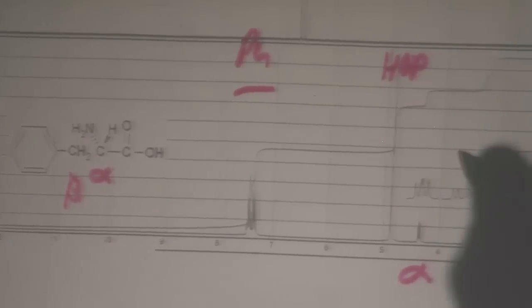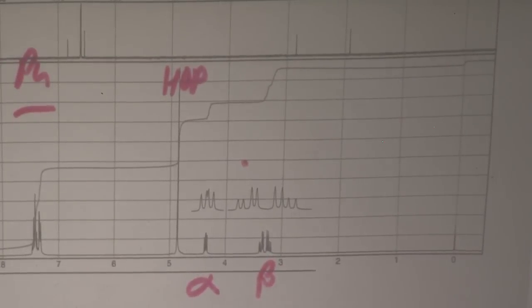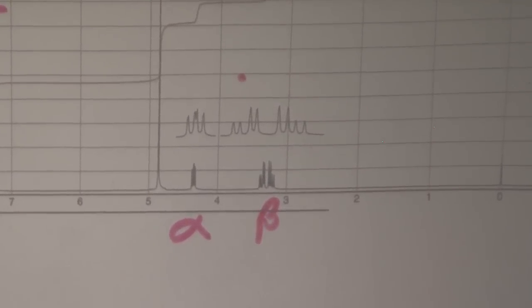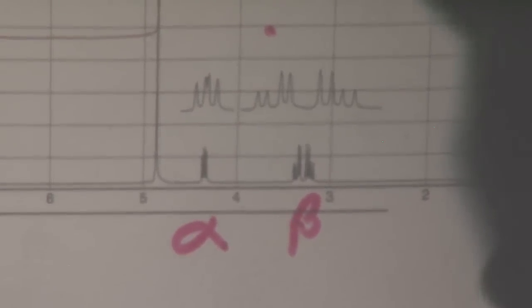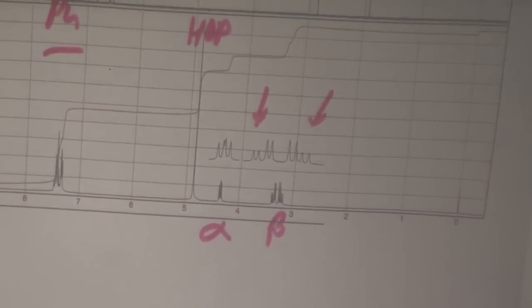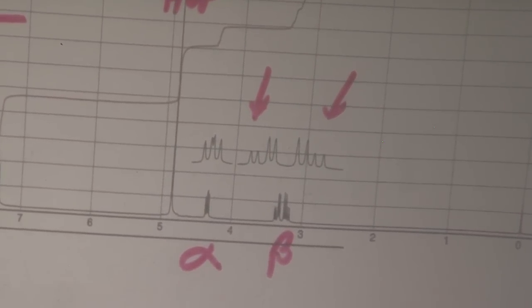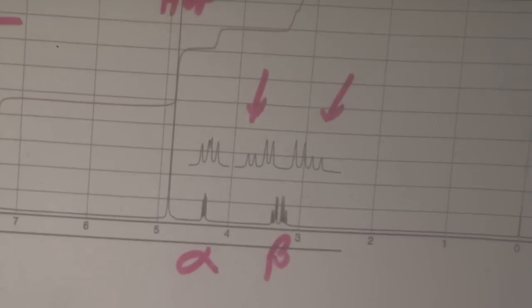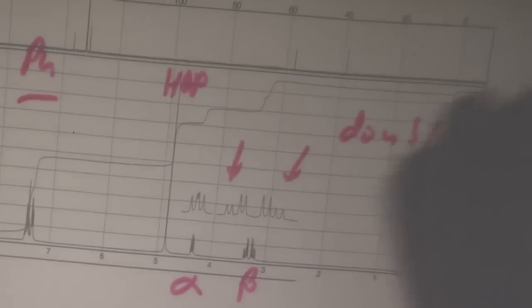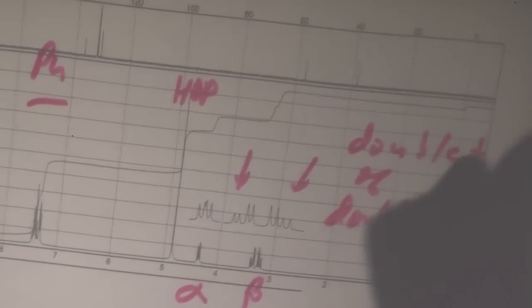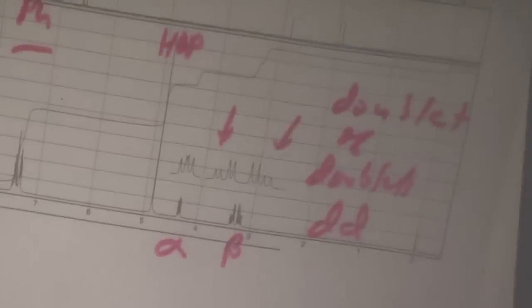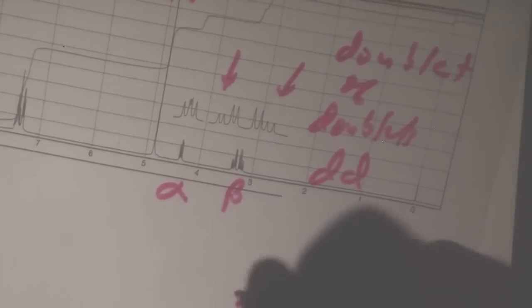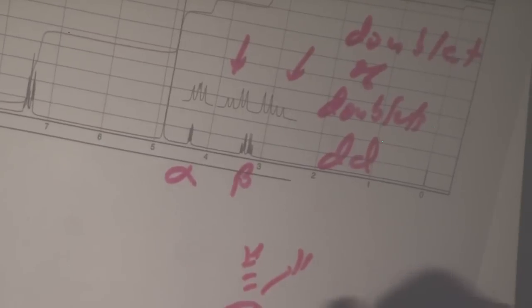And then we see our beta protons, the ones that are next to the phenyl, and we see them as two peaks. These are expansions here. Each of the beta protons appears at distinct positions. They're not the same. They're not chemically equivalent. They could be coincident, meaning appearing at the same position, but they are not. And so they appear at different positions. And what's more, each of them is a doublet of doublets, or DD. Why? Because each of the protons splits the other one and is split by the alpha.